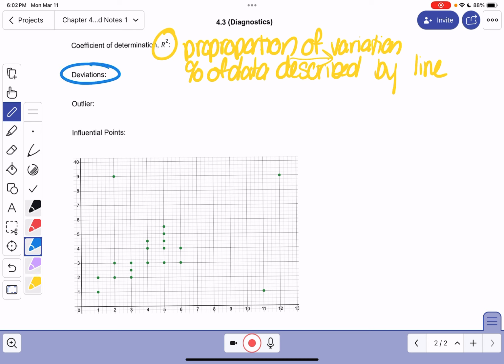Deviations are just anything that differs. How does the data differ? So that could be from the equation, it could be from the mean. It's just how does it differ from whatever you're talking about as your center.